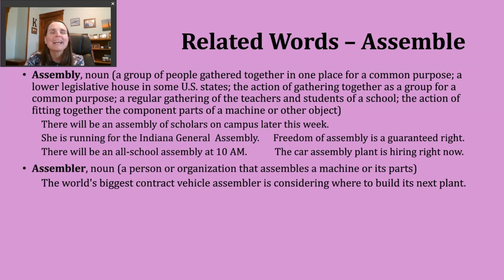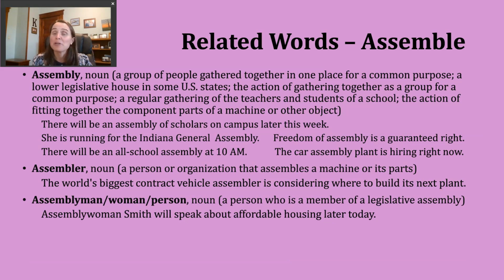Another related word you might encounter is the noun assembler. This is a person or an organization that assembles, could be a machine or some other parts. An example of this: the world's biggest contract vehicle assemblers are considering where to build their next plant. So here we're again referring to more of an organization rather than a single individual that builds these massive manufacturing plants and puts together, or assembles, automobiles.